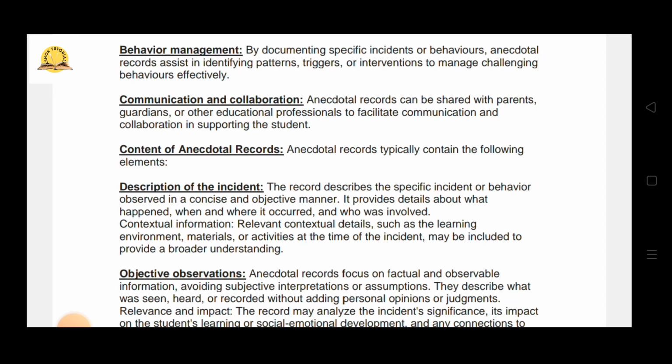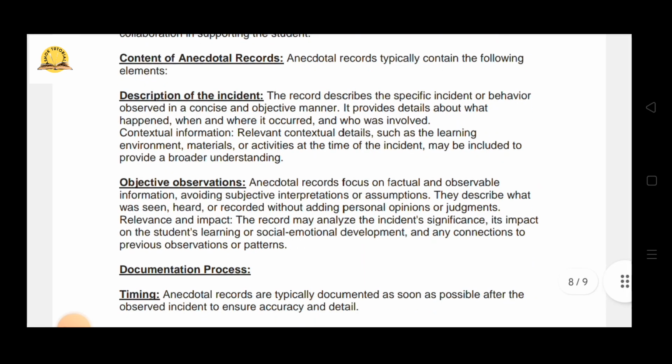The content of anecdotal records. If we are making an anecdotal record, what content should we look for? Anecdotal records typically contain the following. The headlines mentioned below are the things which can be included in an anecdotal record. First, description of the incident. It is talking about the incident.